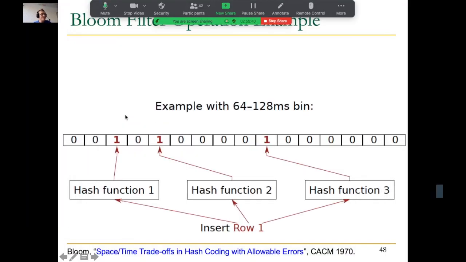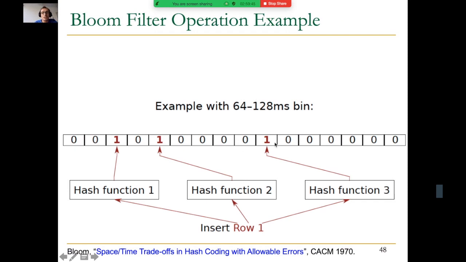Okay. So basically, I've given you that example. So assume that this is the 64 milliseconds bin. If you want to insert a row, you need to go through hash functions and set the bits associated with that row through those hash functions. So why do you go through 3 hash functions? This reduces the probability of collisions. That's why we want to go through multiple hash functions over here.